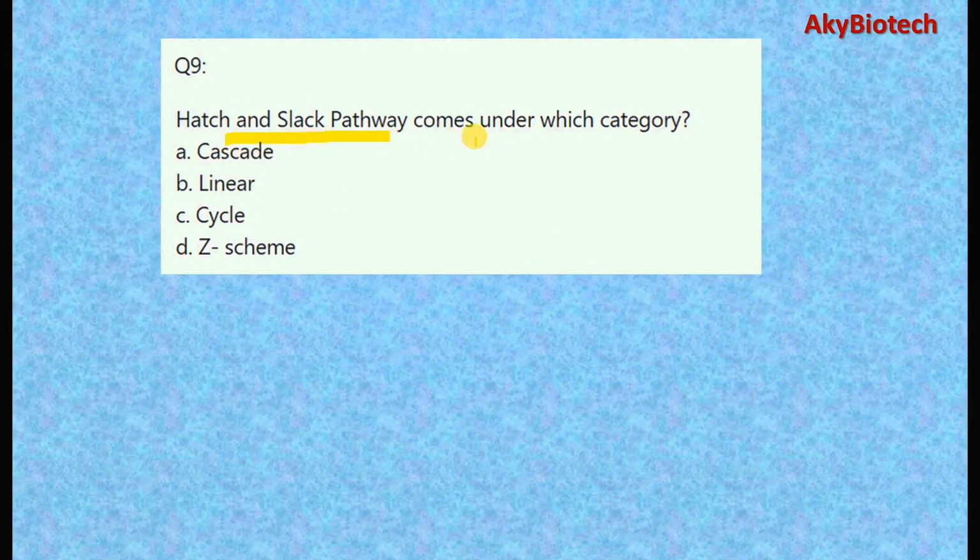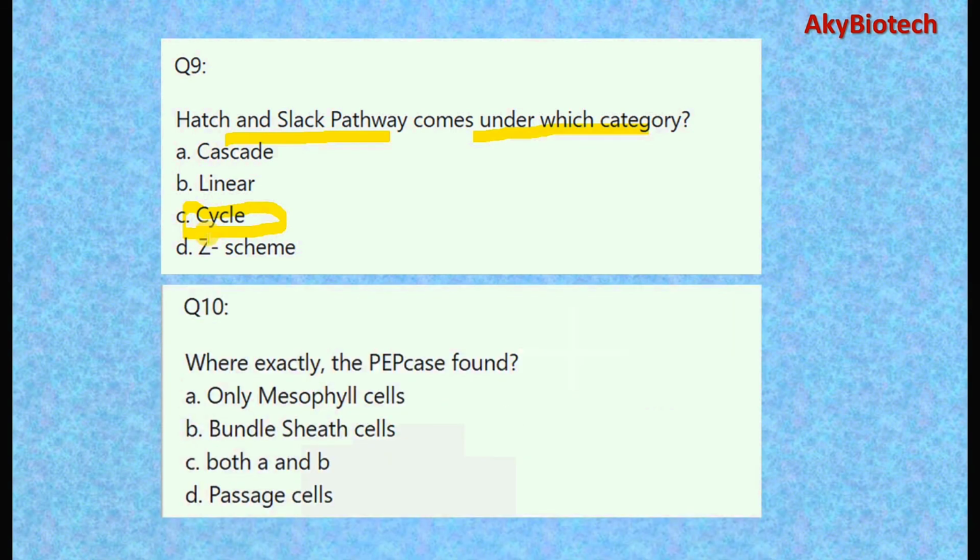Number 9. Hatch-Slack pathway comes under which category? So this pathway is a cycle. Number 10. Where exactly is PEP case found? So we know that this is found only in the case of mesophyll cells. All these questions are very important and have been asked many times in the examinations. Please go through them thoroughly.